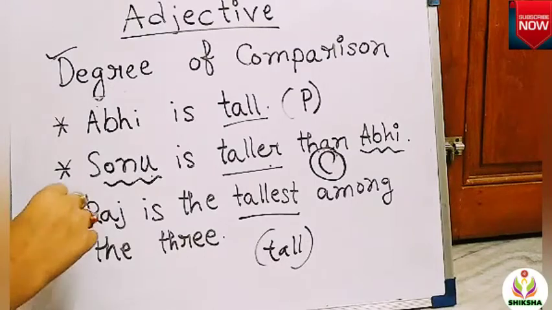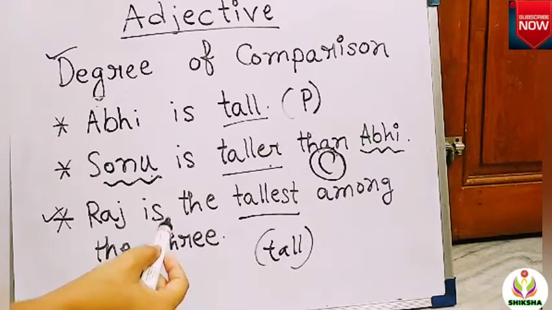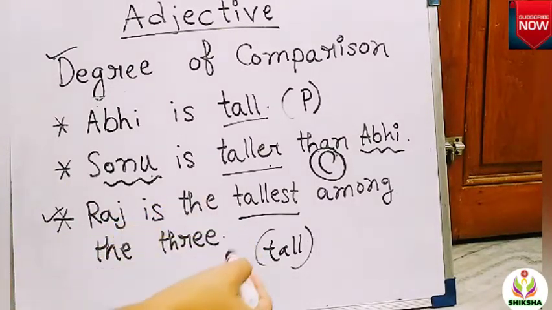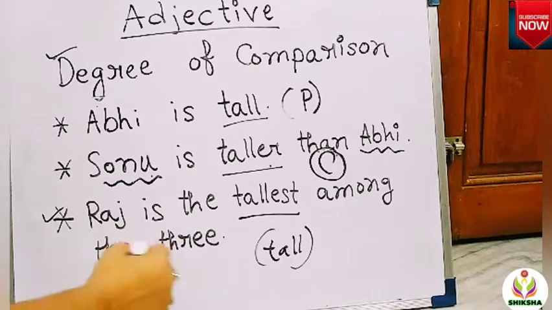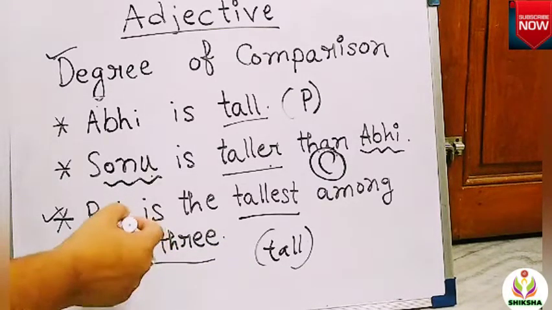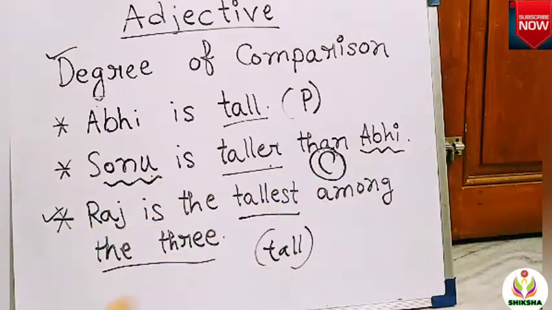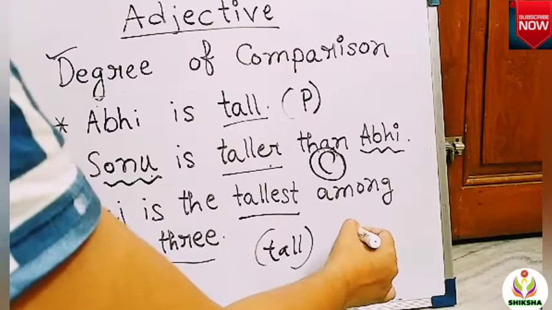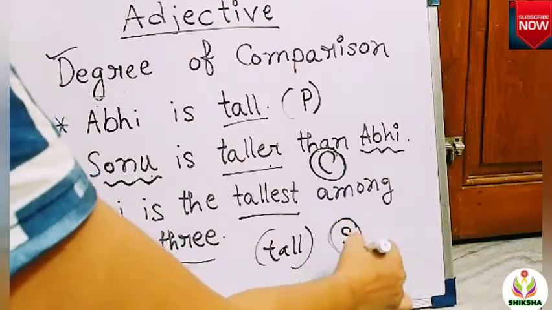In the third sentence, we are comparing more than 2 persons. Here, in fact, 3. And saying that Raj is the tallest among the 3. That's why it is in superlative form.